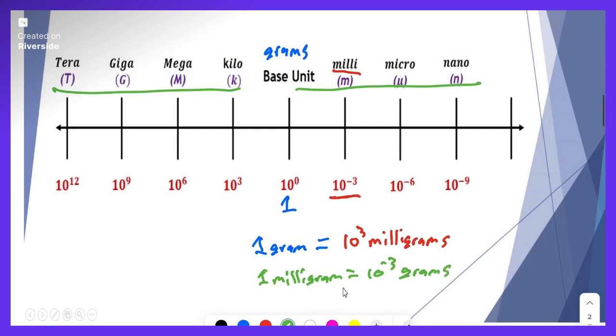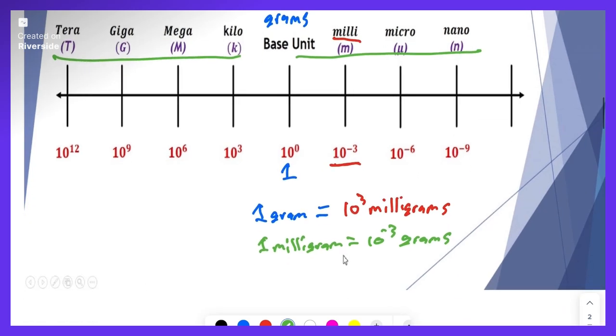And we can use this for all of these units. So if you look at micrograms, if you have 1 gram, that's equal to 10 to the 6 micrograms. And 1 microgram is equal to 10 to the negative 6 grams. And then if we look at units bigger than the gram, 1 kilogram is equal to 10 to the 3 grams, and 1 gram is equal to 10 to the negative 3 kilograms.